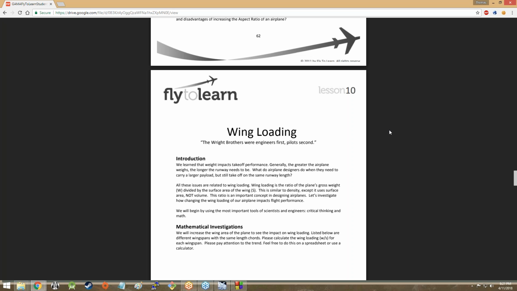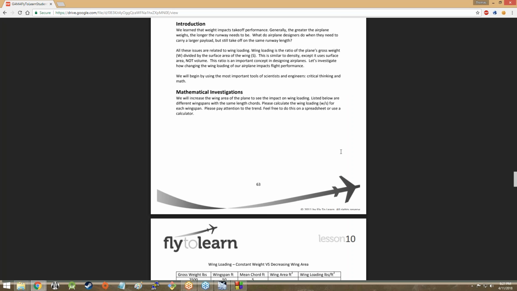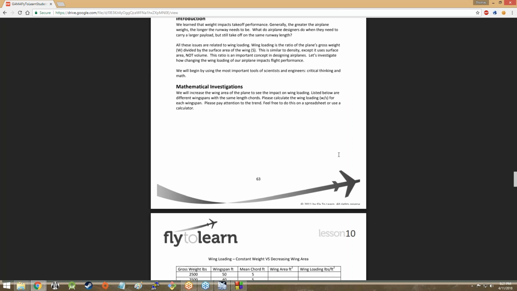This ratio is actually a very important concept in designing airplanes. Let's investigate how changing the wing loading of our airplane impacts flight performance. We will begin by using the most important tools of scientists and engineers, critical thinking and math. What a letdown, right? No, but it's actually very useful. So we will increase the wing area of the plane to see the impact on wing loading. Listed below are different wingspans with the same length chords. Please calculate the wing loading for each wingspan. Please pay attention to the trend. Feel free to do this on a spreadsheet or use a calculator.